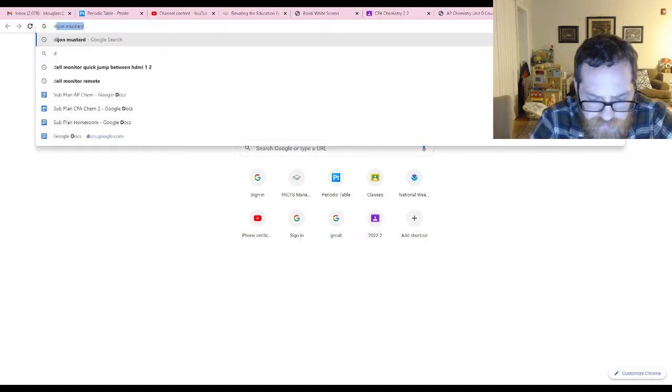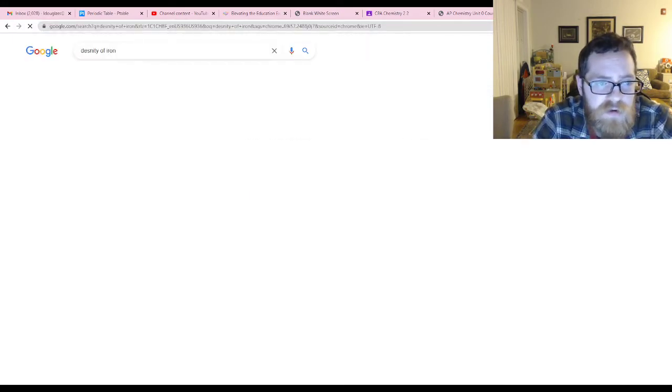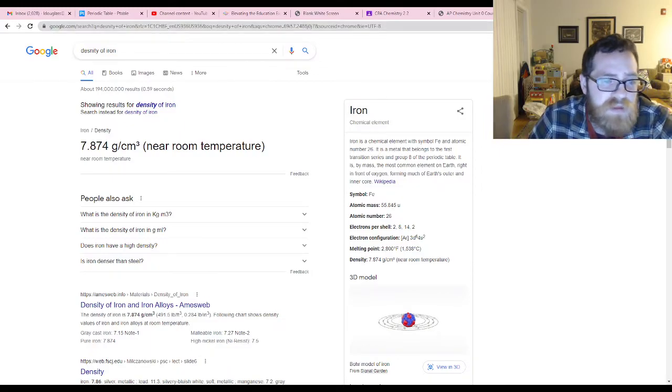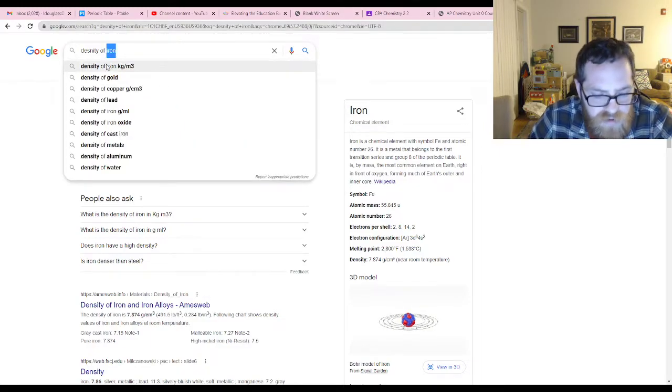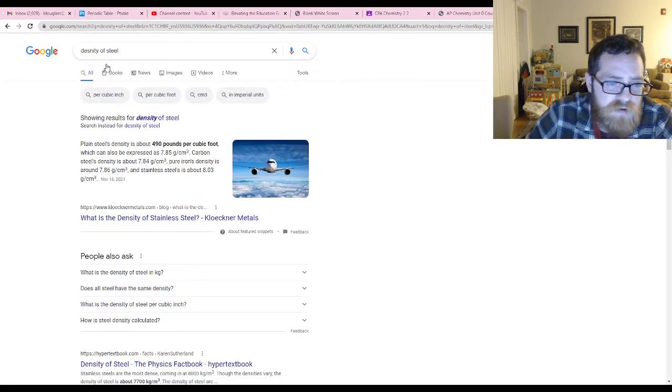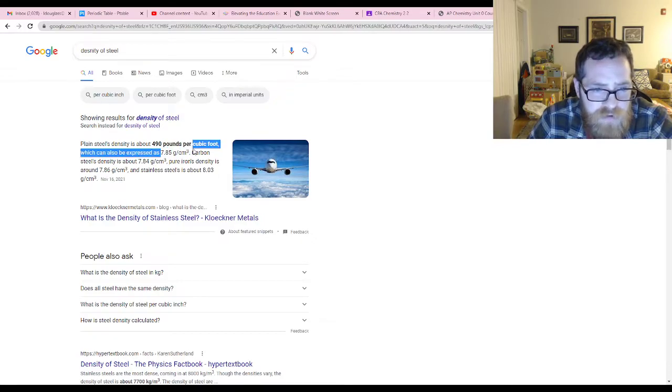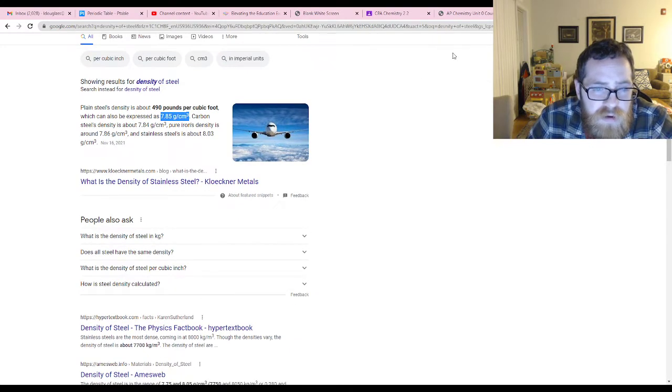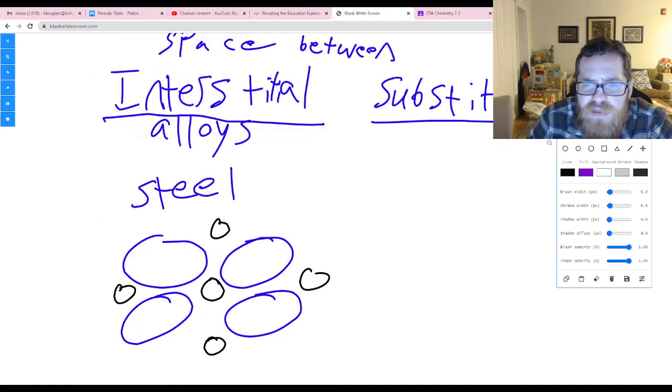So for example, the density of iron is 7.874 grams per centimeter cubed, versus the density of steel, 7.85 grams per centimeter cubed. Stainless steel has a bit of a different density because stainless steel has niobium in it, which is bigger. And I believe stainless steel combines the substitutive and the interstitial.